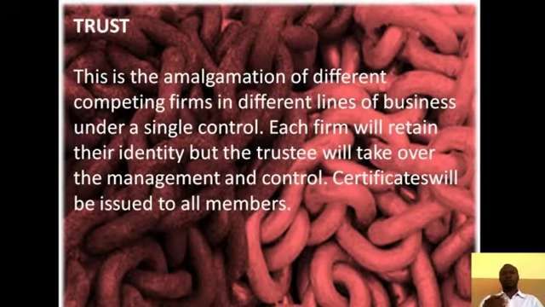In this case, under trust, each firm tends to retain their identity. Now, there are people that will be appointed to manage it. These people are referred to as the trustees. They take over the management and control of this business entity known as trust. Certificates are issued to each member of the trust.